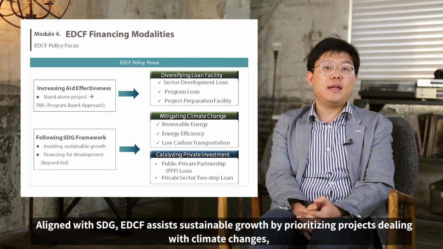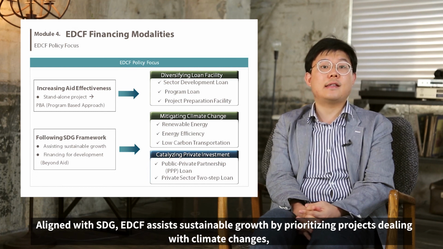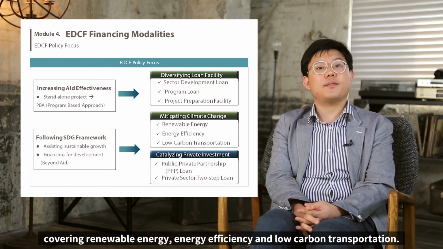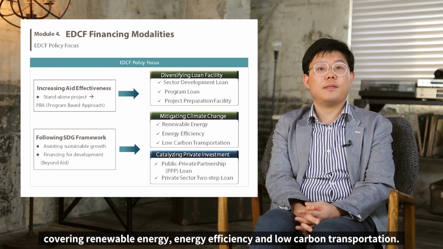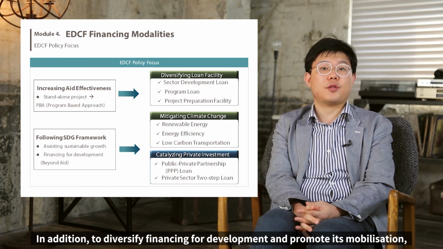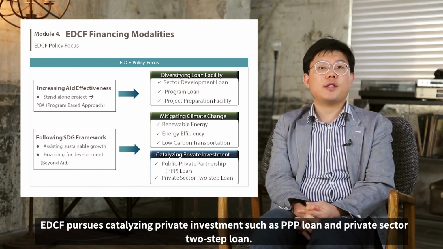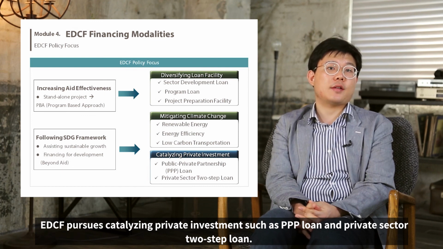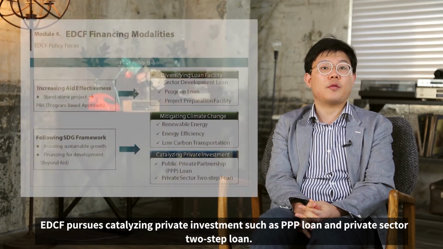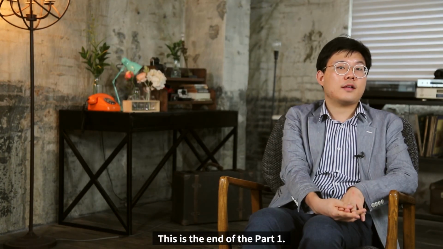Aligned with SDG, EDCF assists sustainable growth by prioritizing projects dealing with climate changes, covering renewable energy, energy efficiency, and low carbon transportation. In addition, to diversify financing for development and promote its mobilization, EDCF pursues catalyzing private investment such as PPP loan and private sector two-step loan. This is the end of part 1.